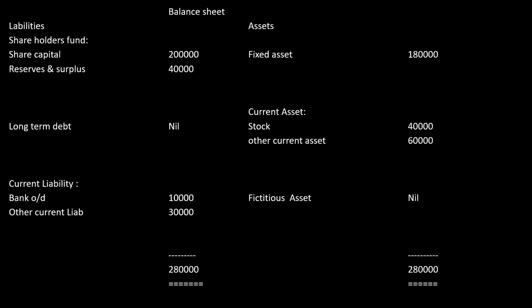So look here. I know capital 2 lakh, 40,000 surplus. Long-term debt is nil. I know current liability is 40,000. Out of that, 10,000 is bank OD. The remaining is 30,000. Then fixed assets is 1,80,000. Out of the current asset, stock I know is 40,000. Then the remaining current asset is 1 lakh. The fictitious asset is nil. Therefore, the balance sheet total on both sides will be 2,80,000. Next.